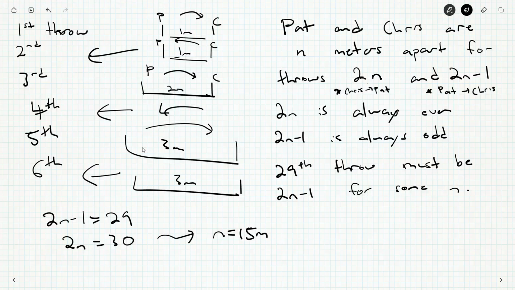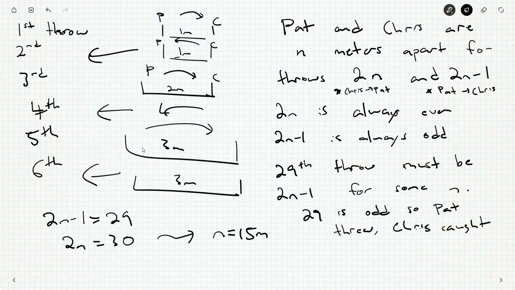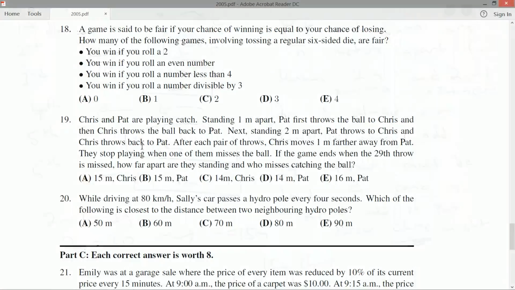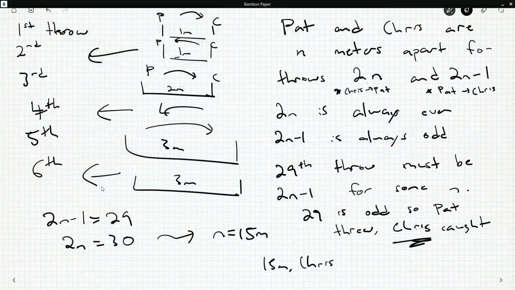Okay. So they're 15 meters away, and it's an odd throw, so Pat must be throwing to Chris. Pat threw, and Chris caught, or at least he should have caught. So who misses catching? Chris misses catching. So we went 15 meters, and Chris misses. Which of these answers are 15 meters and Chris? It's the very first one. So our answer is going to be A.